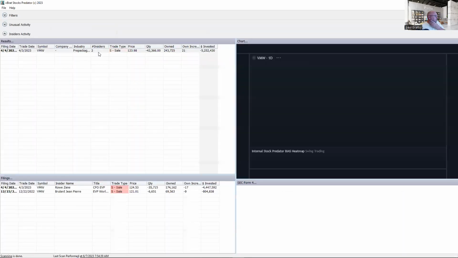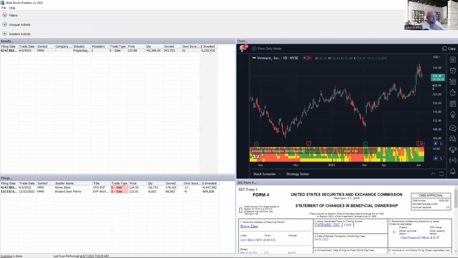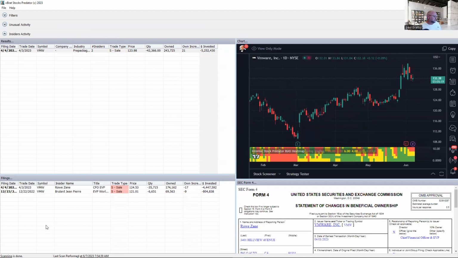Oh, yeah. 2 on the 3rd of April. Interesting, that was after earnings. They took profit. Okay, so here there's no trade. So what's happened here is we've got the CFO and the EVP World Sales selling some and making some profit after the earnings bounce. Okay, so the earnings was 2nd of March.